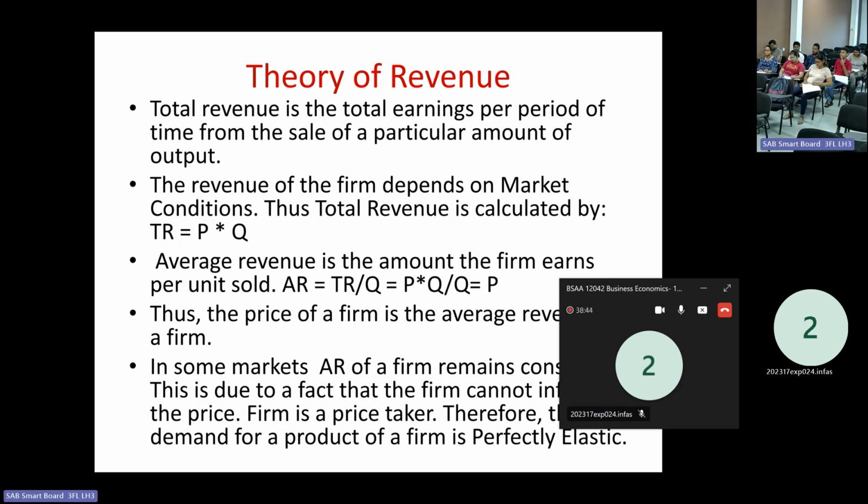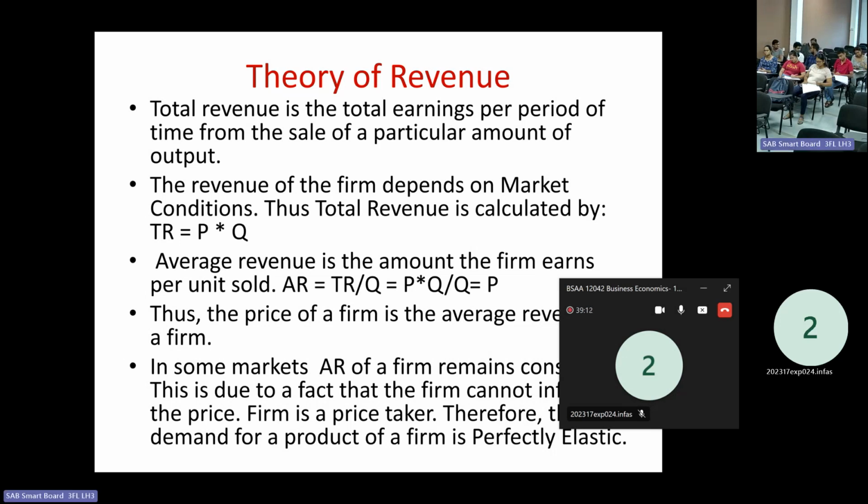Now we know that total revenue, TR, means price into quantity, the product of price and quantity. That means P into Q, divided by Q, is the average revenue. Q can cancel out, so average revenue equals price. Average revenue equals the price of the product.